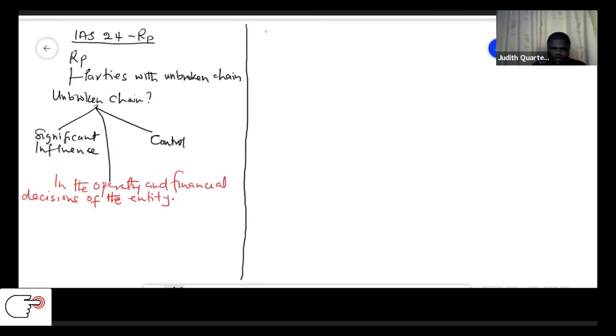Let me start. Number one. P acquires 60% of S. Related parties here are P and S. Why? Because they are members of the same group. There's control. One controls the other. We are seeing them as one single reporting undertaking. So we say they are members of the same group. That is P group.